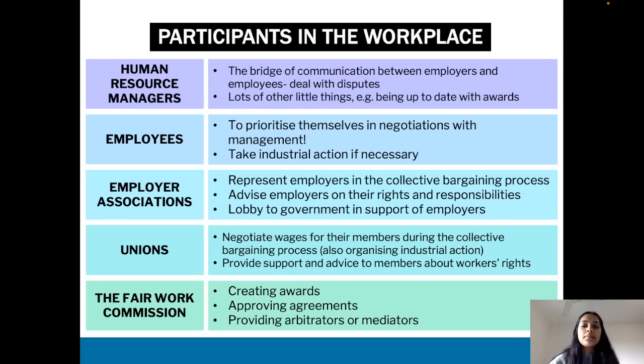So, for example, being up to date with awards, ensuring that those legal requirements relating to employees are sort of kept on track and kept up to date. Employees prioritize themselves in negotiations with management, so they take industrial action if necessary. Employer associations represent employers in the collective bargaining process. They advise employers on their rights and responsibilities and also lobby to government in support of employers.